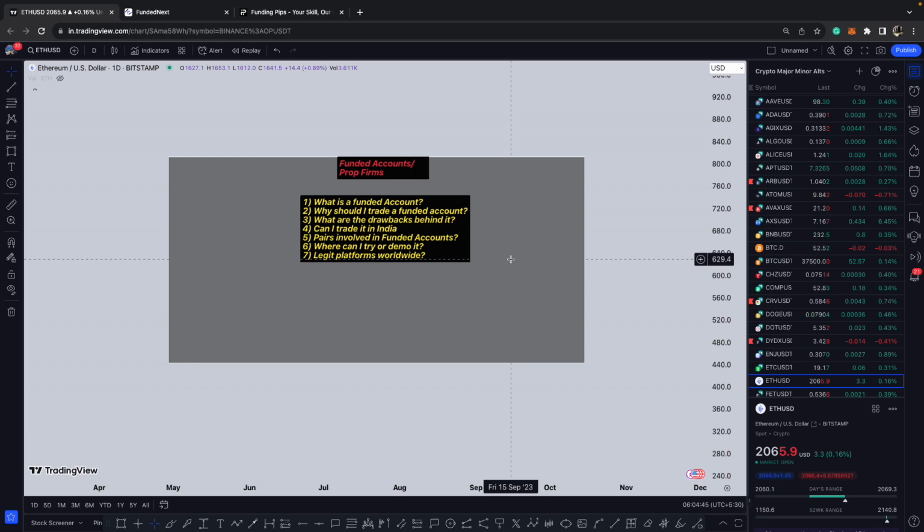How do you receive a payout? It is done through an international bank transfer. People usually prefer crypto inside this, so you can either receive it by crypto or by a bank transfer. That's all about how a funded account works.